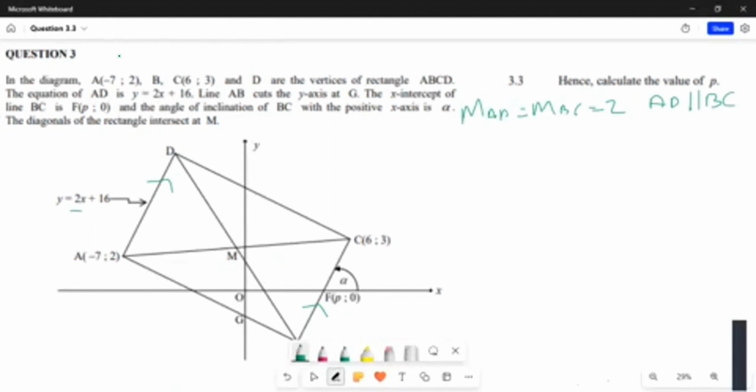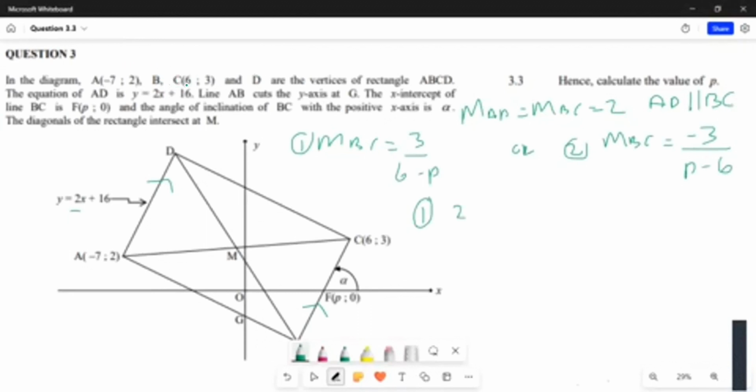In the previous question, you would have calculated the gradient of line BC as 3 over 6 minus P, or you would have calculated the gradient of BC as minus 3 over P minus 6. Let's solve for P using option number 1. In the place of our gradient, we will put 2, and that will be equal to 3 over 6 minus P. To solve for P, we will use cross multiplication.